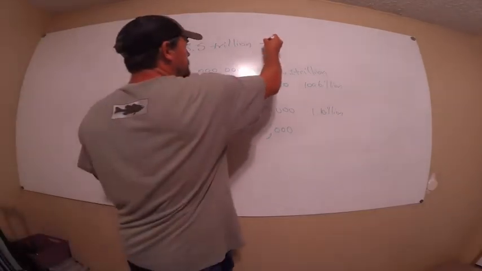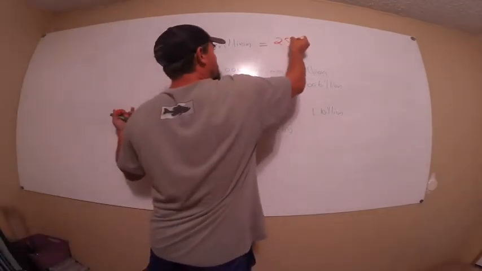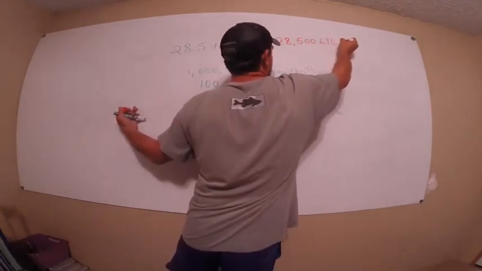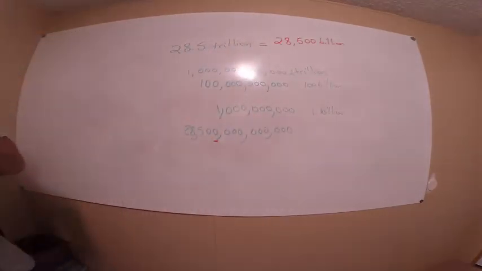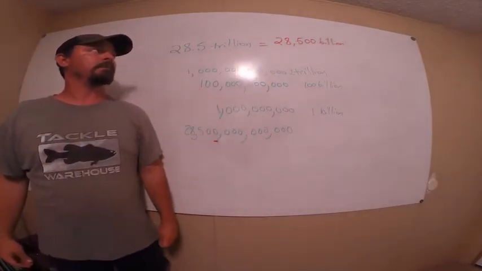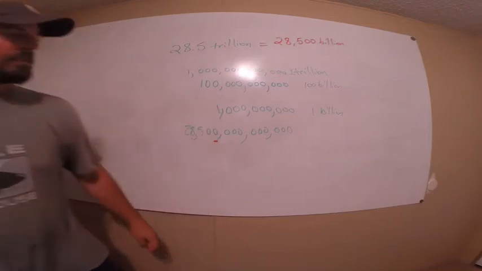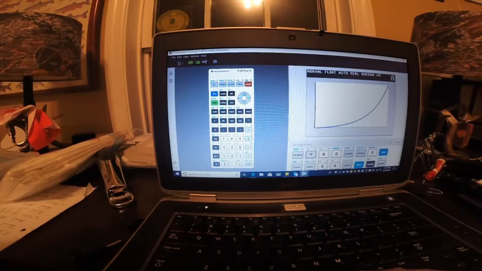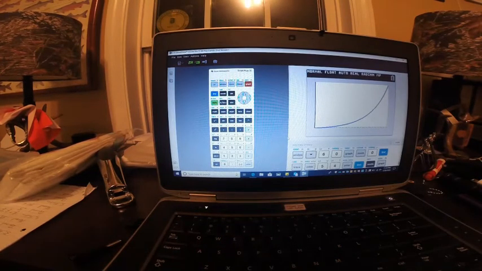So looks like 28.5 trillion equals 28,500 billion. So, easy enough. 28.5 trillion equals 28,500 billion. Okay. So, let's get back to the problem and use that 28,500 billion. All right. So we know to look for 28,500 billion because we have converted.